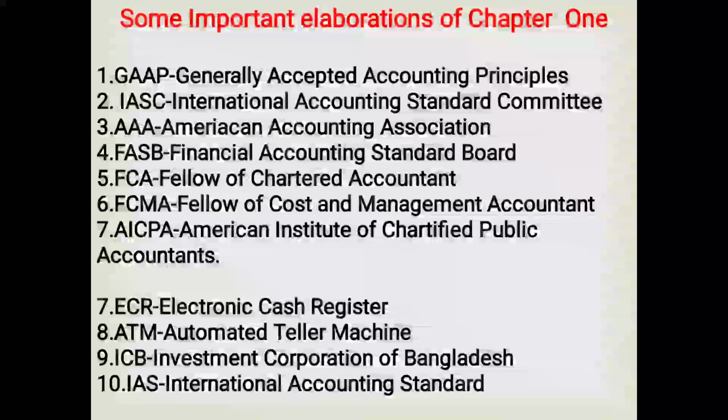Another important question, that is the principal object of accounting. The answer is recording of transactions in a sequential way. Another important objective is to determine the financial result and financial position.